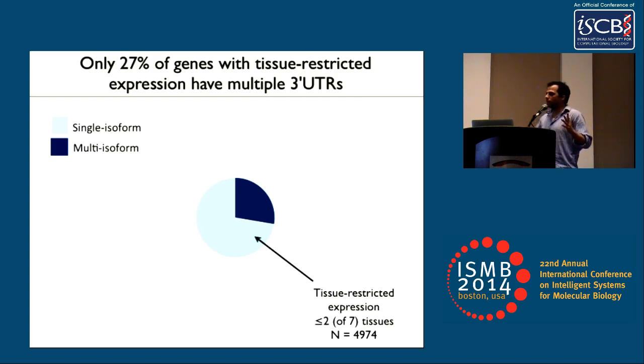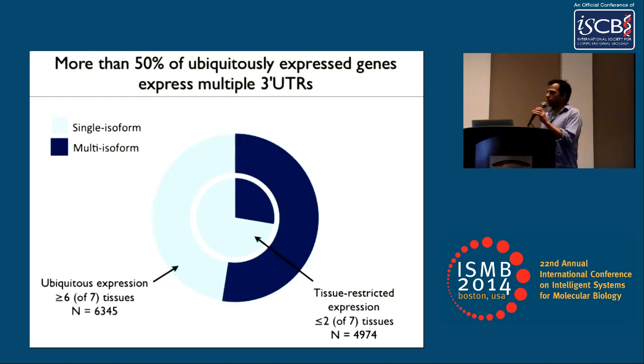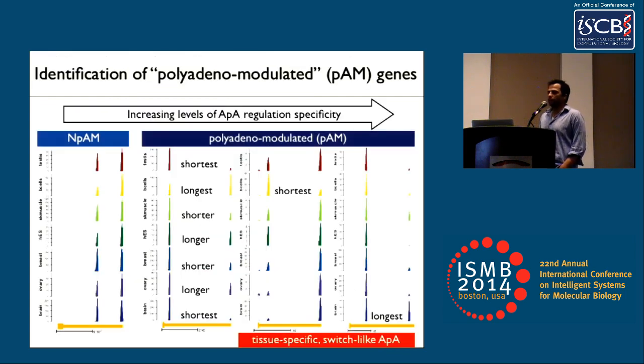Now, if we expand, if we look larger, and now we focus on ubiquitously expressed genes, so genes that are expressed in 6 or 7 tissues, you see a very different pattern. So the majority of genes expressed ubiquitously have multiple 3' UTR isoforms, right? And so I want to further stratify genes by the level of APA regulation that we observe across our atlas.